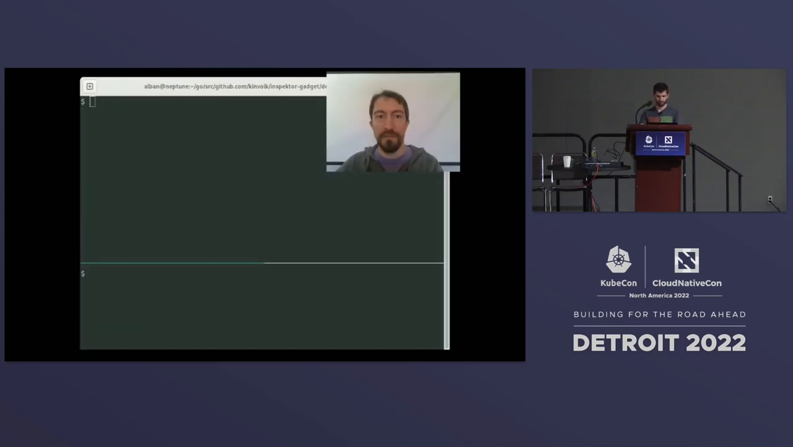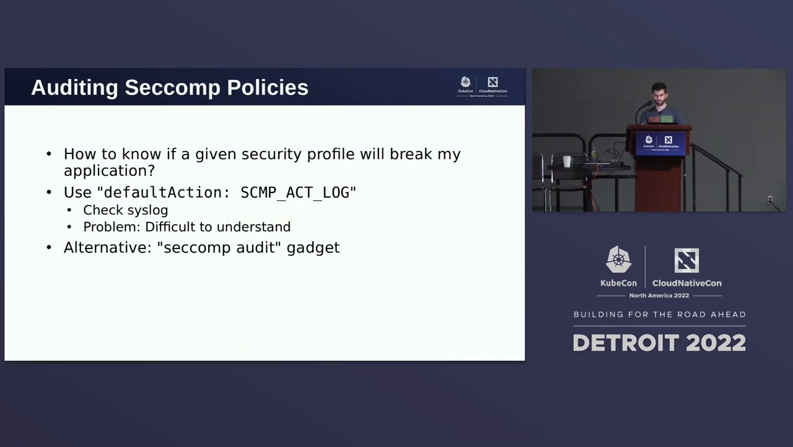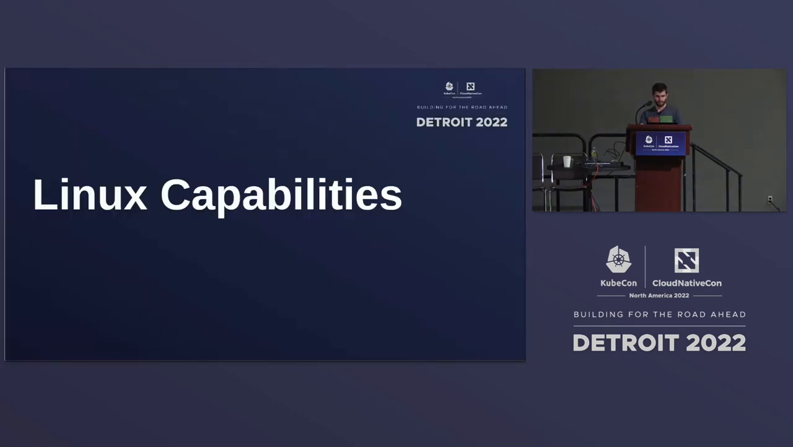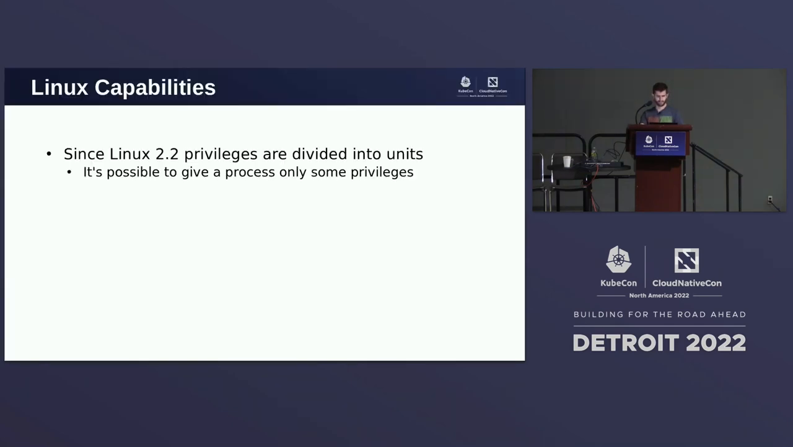Okay, so that's it about Seccomp. So let's move to another kind of security profiles. Those are Linux capabilities. Since Linux 2.2, a privileged process doesn't have all the capabilities of the system. Those privileged operations were divided into different blocks, if I can say that way.